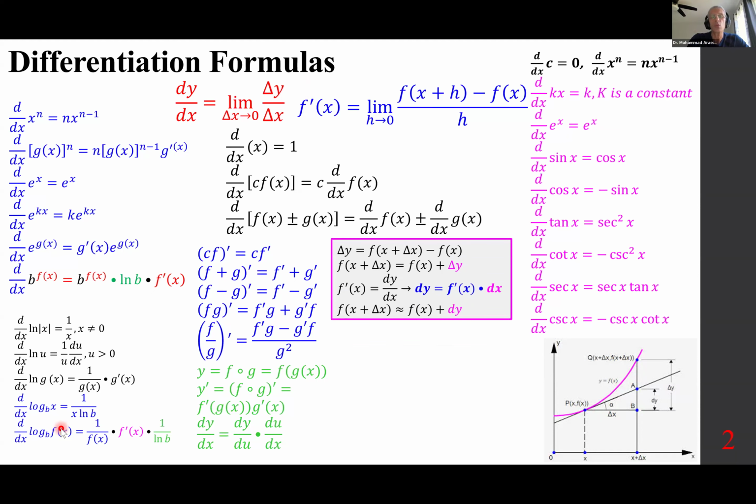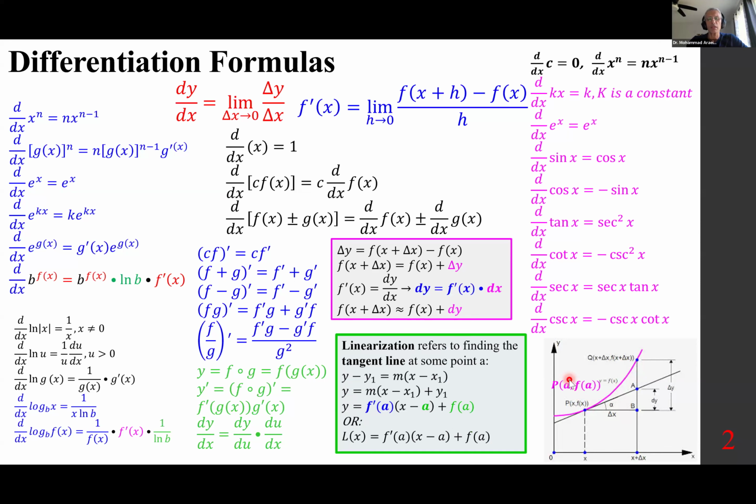We add to it delta y, which is f of x plus delta x minus f of x, versus dy, which is f prime of x dx. And then at this point, when you come up with a tangent line, it's called L of x. Linearization refers to finding a tangent line, everybody.